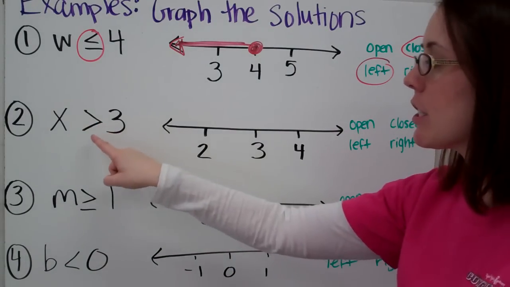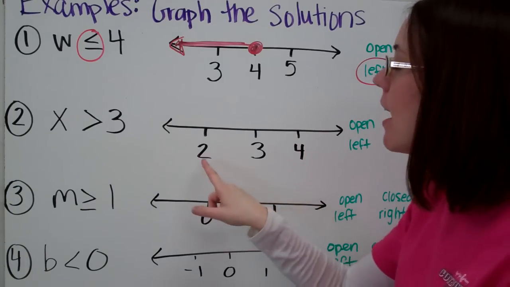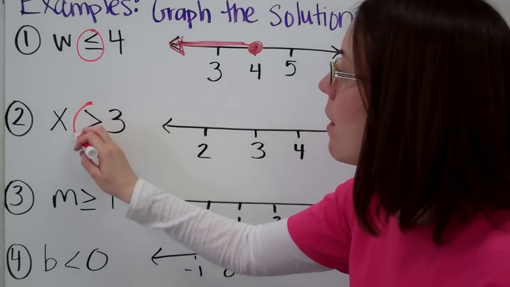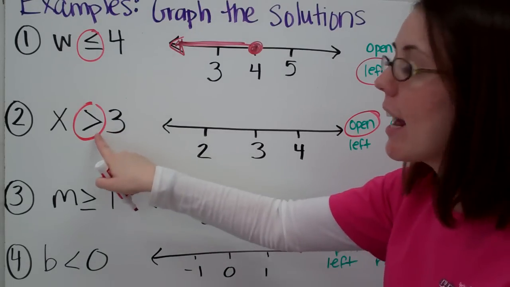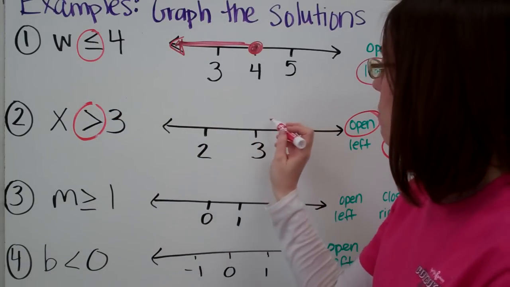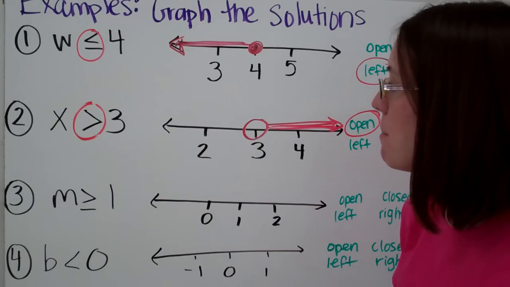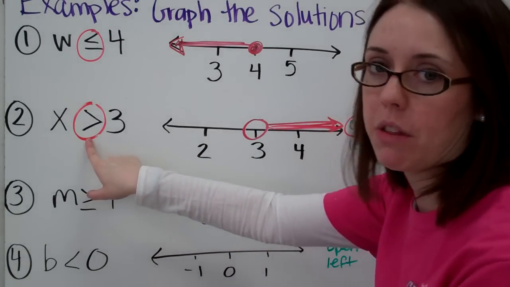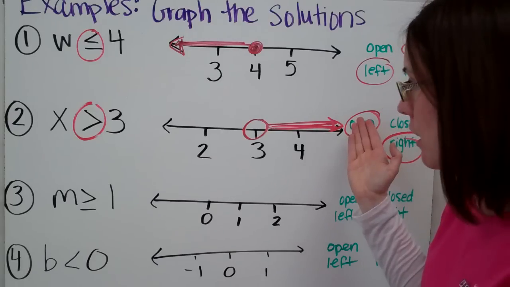Number 2, x is greater than 3. I drew my number line. We put 3 in the center, 1 number above it, and 1 number below it. Do I have an open circle or a closed circle? There's no equal to, it's just greater than, so we have an open circle, and our inequality symbol is pointing to the right, so we're going to shade to the right. That means that 3 is not a solution, because our solutions have to be greater than 3. But any number that's bigger than 3 is a solution.